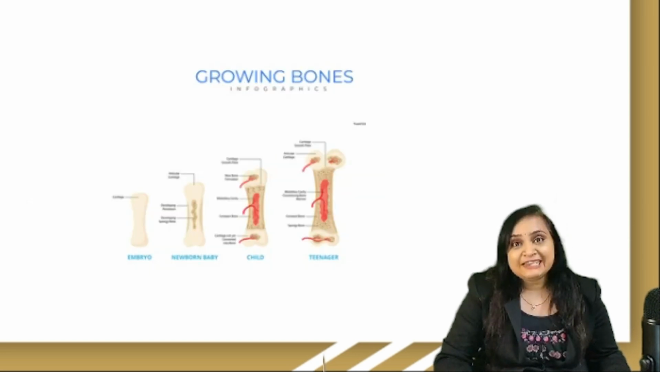Rickets is not seen in children who are suffering from severe acute malnutrition. Why? Because rickets is a disease of growing bone. So rickets is seen in children who are suffering from malnutrition when they are in the rehabilitation.